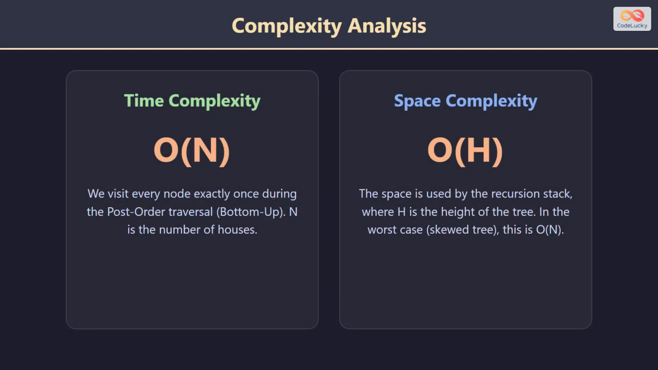Since we visit every node exactly once, the time complexity is O(n). The space complexity is O(h), where h is the height of the tree, which is used by the recursion stack.